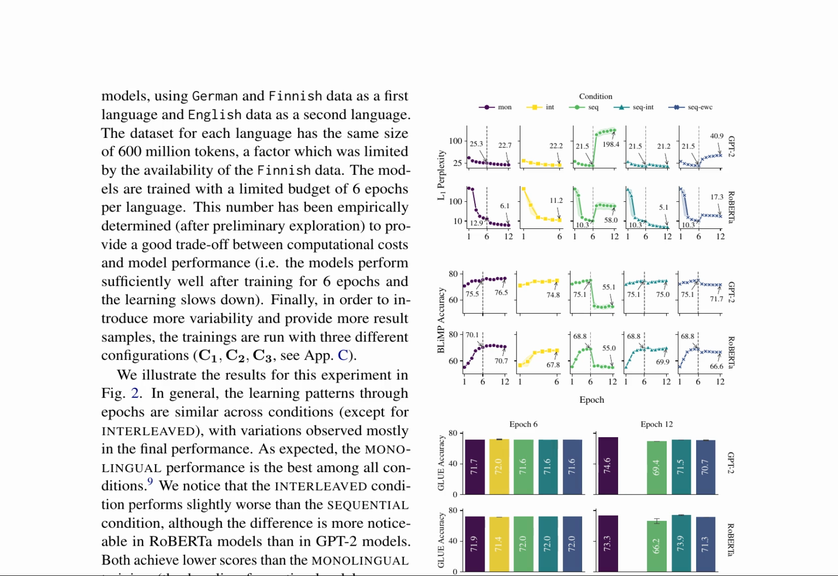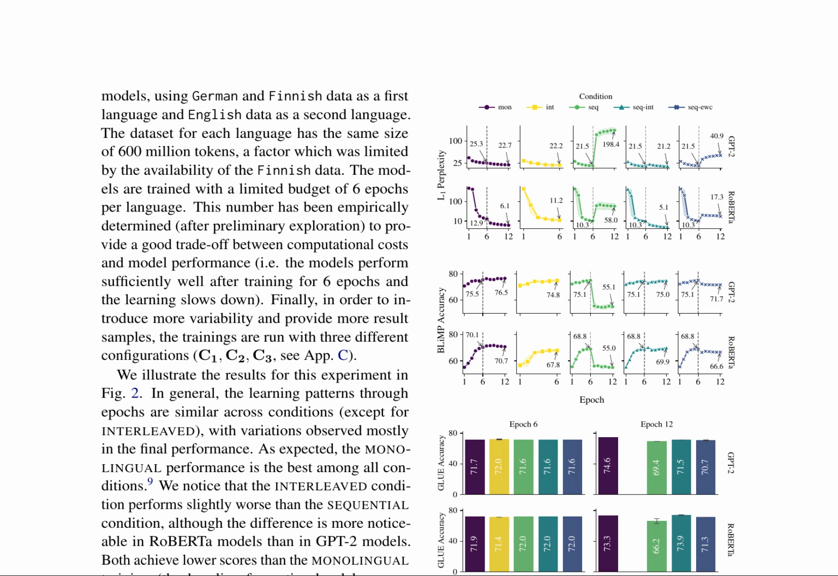Investigating the effects of multilingual training on language models, researchers conducted two experiments to examine the interplay between first language, L1, and second language, L2, learning. In Experiment 1, German and Finnish data served as L1, while English data served as L2. The reverse setup was used in Experiment 2. The experiments employed three training configurations: C1, C2, C3, for 6 epochs per language, utilizing a dataset of 600 million tokens for each language.